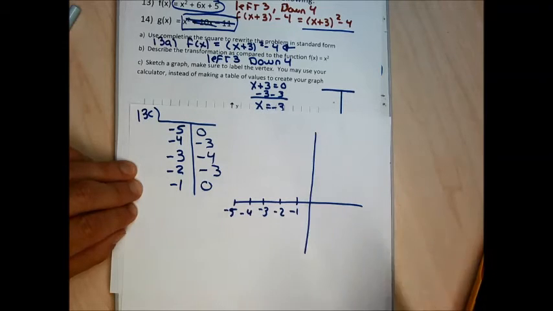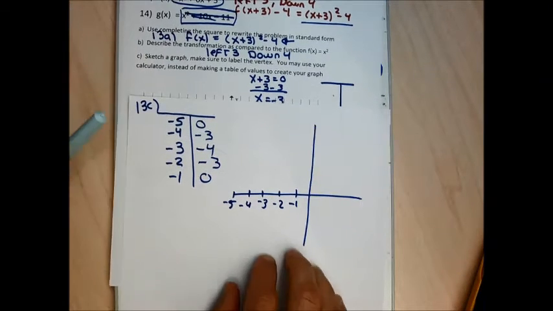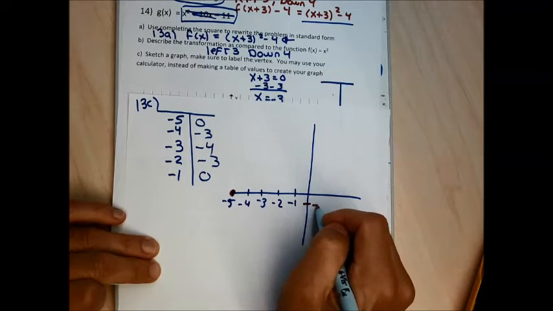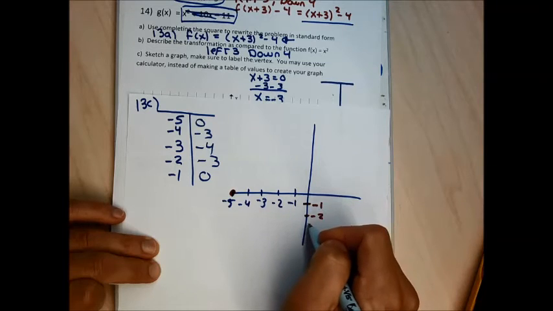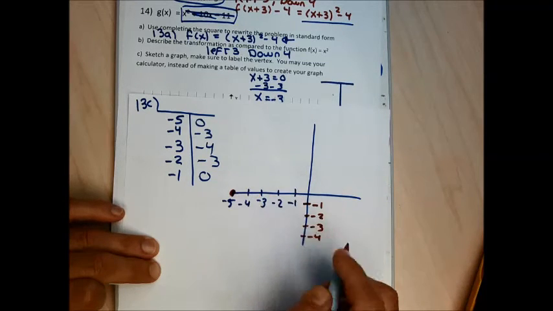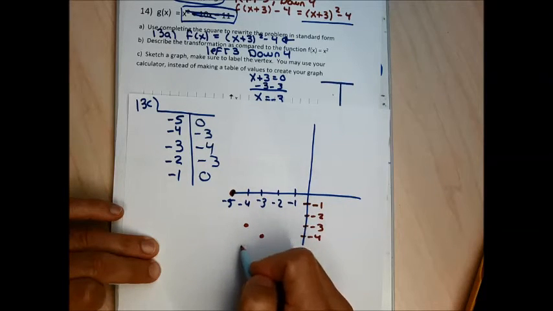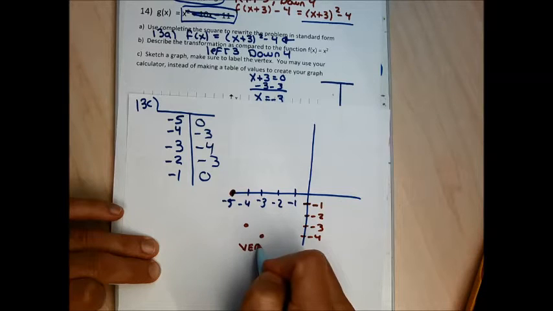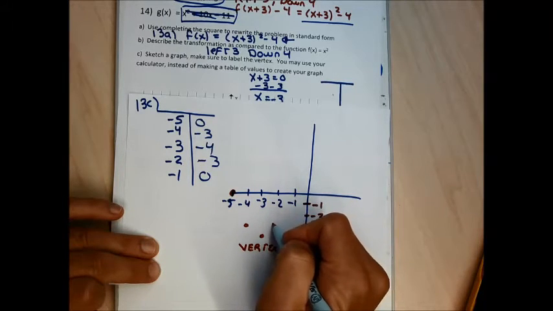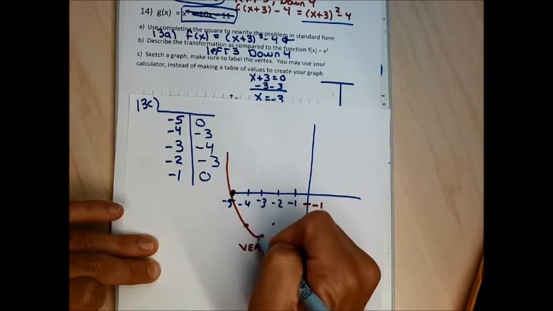And now I'm going to sketch a graph. I'm going to label the vertex because I was asked to do that. So my graph is going to have the point -5, 0. And then on the y-axis, I need to get some numbers. I need to get some negative numbers. I'm going to go down to -4. Graph the point -4, -3, -3, -4, which is the vertex. So I'm going to call it the vertex. -2, -3, and -1, 0. So this is my sketching a graph.